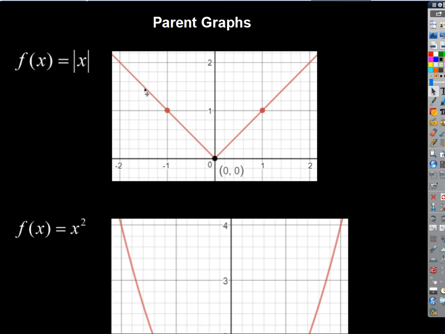So this is folding or reflective symmetry about the y-axis. That's where we make our crease in the page.